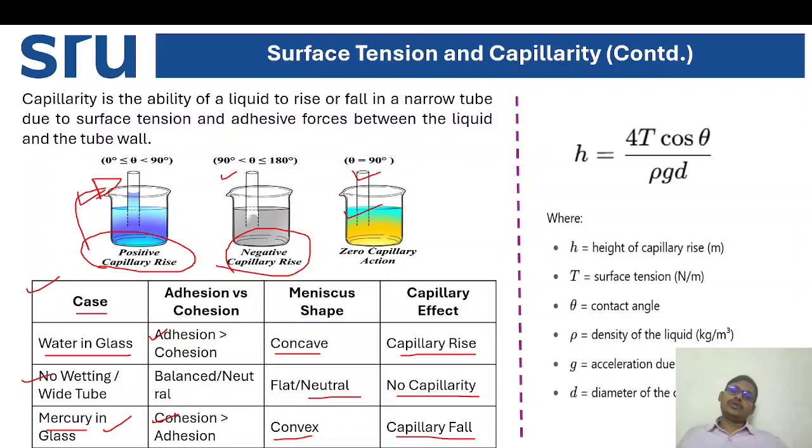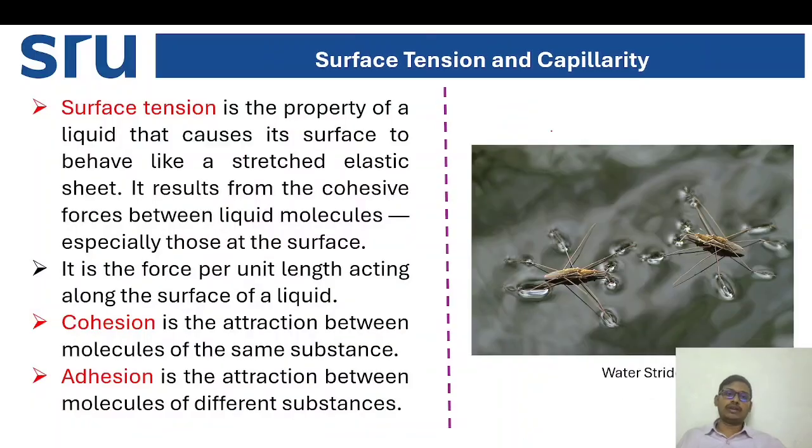So now before this, to understand this formula, I want to give you one simple definition. Surface tension is a property of a fluid that causes its surface to behave like a stretched elastic sheet. It results from the cohesion forces between liquid molecules, especially those at the surface. That means, in a simple sense, force per unit length acting along the surface of a liquid.